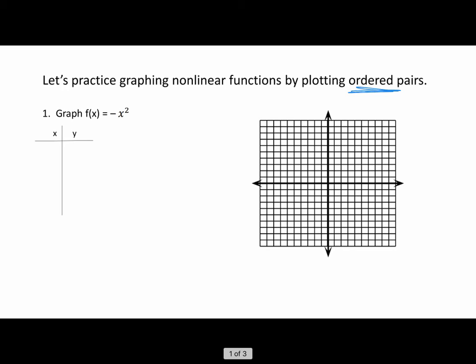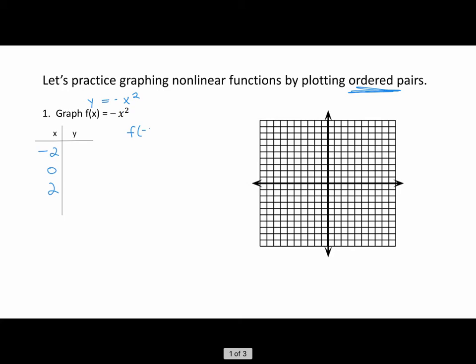So we don't have any points. We're just going to choose one of the variables, solve for the other one, since this is solved for y, because y is a function of x. Then I'm going to choose some x coordinates. Let's choose a -2, a 0, and a +2, and see if that gives us a good shape here.